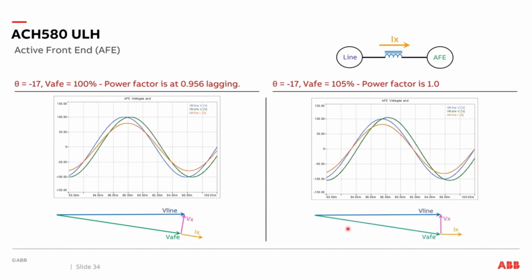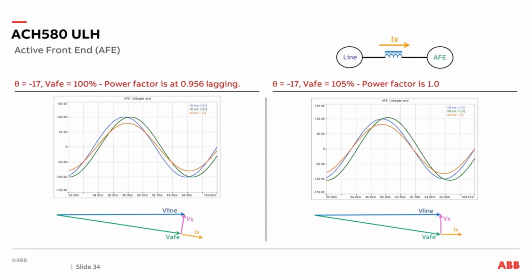When we look at that, the voltage of the line has not changed, but increasing the voltage of the active front end has created a Vx that's 90 degrees to the voltage of the line. And what happens to the current? From the difference in voltage, the current is now in phase with the line voltage. At this point here, the line voltage and the current are peaking at the same time. The power factor is now 1.